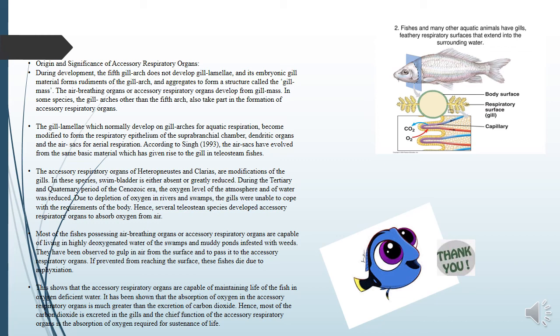It has been shown that the absorption of oxygen in the accessory respiratory organ is much greater than the excretion of carbon dioxide. Hence, most of the carbon dioxide is excreted in the gills, and the chief function of the accessory respiratory organ is the absorption of oxygen required for the sustenance of life.